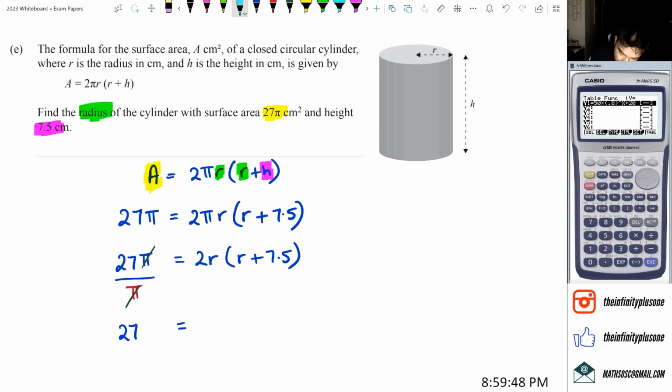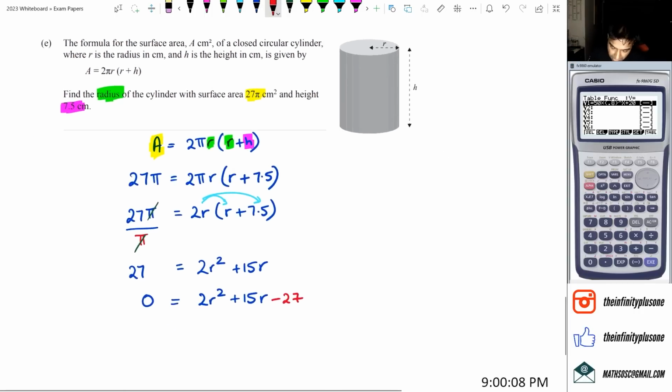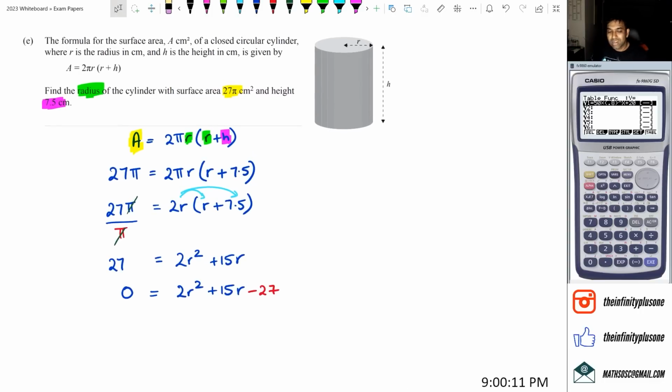But what I'm going to do is I'm going to expand the brackets. So 2r times r, which is 2r squared. 2r times 7.5 is 15r. And what I end up with is a lovely quadratic equation, which is 2r squared plus 15r minus 27. Now at this point, it's a quadratic, guys, and we've kind of talked about this already in the last, I think 3 or 4 questions that we did. We are going to actually factorize this quadratic and solve for r.